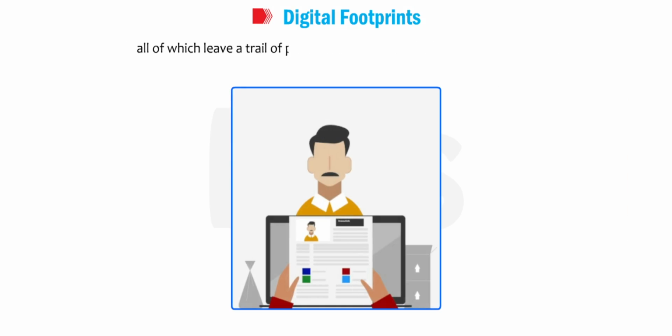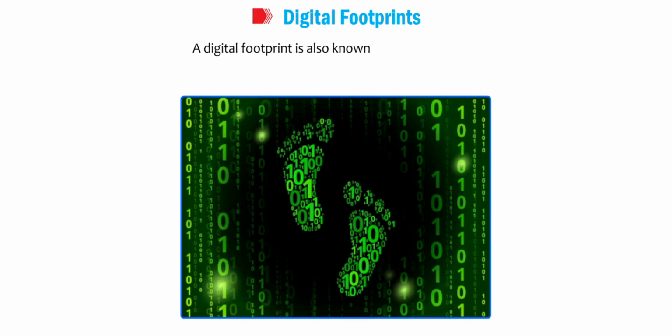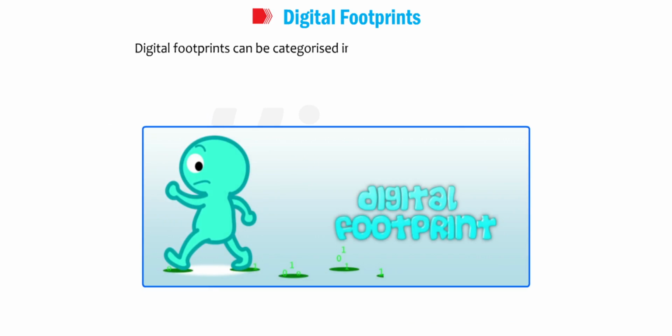All of which leave a trail of personal information available to others. This information gets logged in a database. A digital footprint is also known as a digital dossier. Digital footprints can be categorized into active and passive data traces.